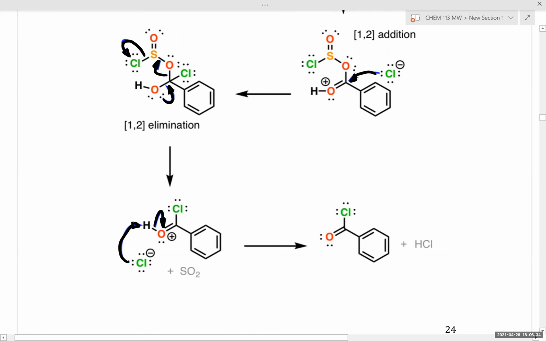One important thing to note is that typically when you prepare an acid chloride from the corresponding carboxylic acid, you do this under slightly to strongly acidic conditions. Any questions on the mechanism for this reaction? Any questions that I can address?